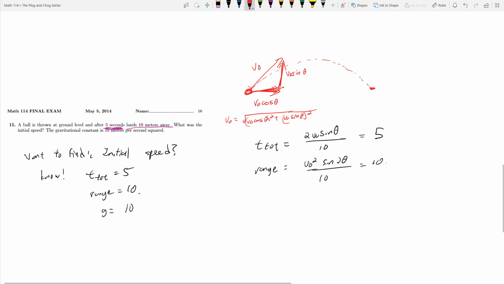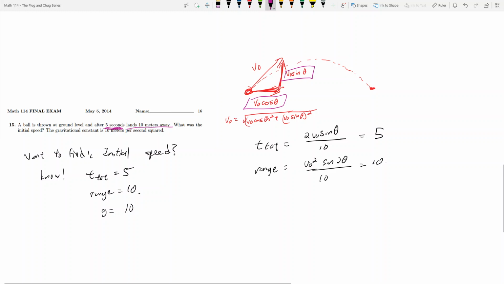So what I can actually do is try to find a v naught cosine theta, and a v naught sine theta, and use this relationship right here to help me find v naught, or the initial speed, okay? So I don't actually have to work to find the launch angle and all that. I can just simply look for v naught cosine theta and v naught sine theta.